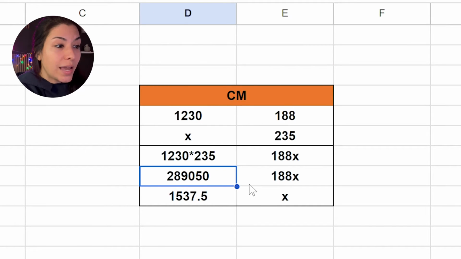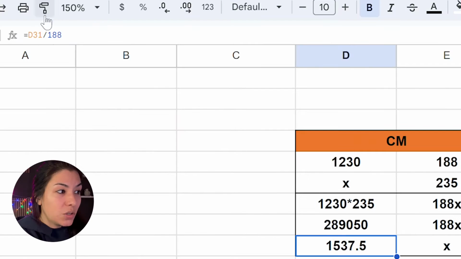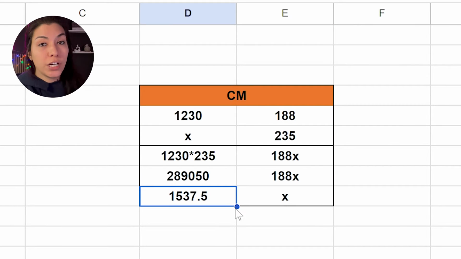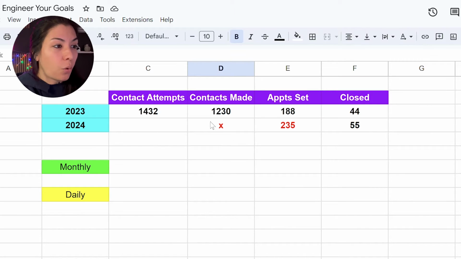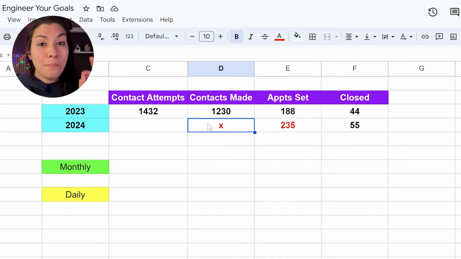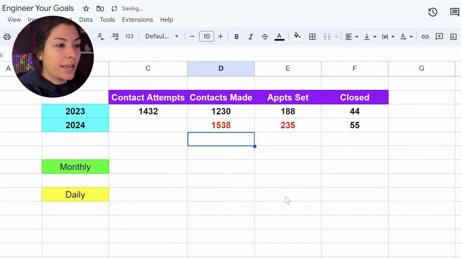289,050 divided by 188, as you can see over here on the left-hand side, equals 1537.5. Never leave a 0.5, always round up. So that tells me that it's 1538. So therefore, how many contacts made do I need to have? AKA, how many conversations do I need to have in 2024 in order to get 55 closings by the end of the year? 1538. So here we go.